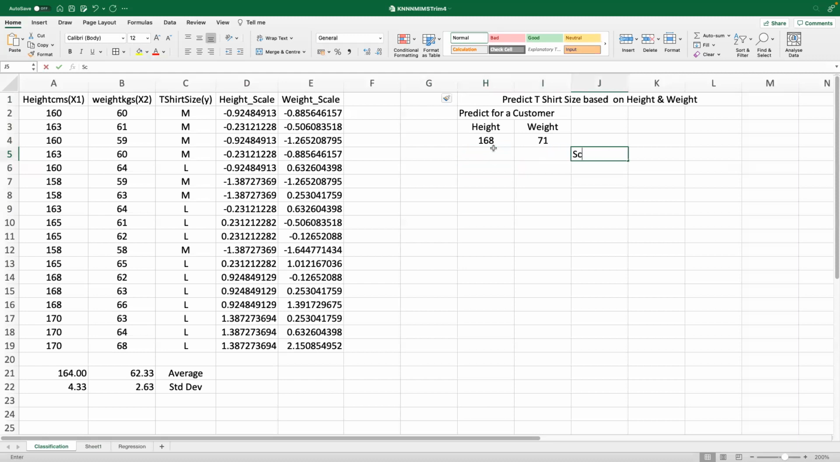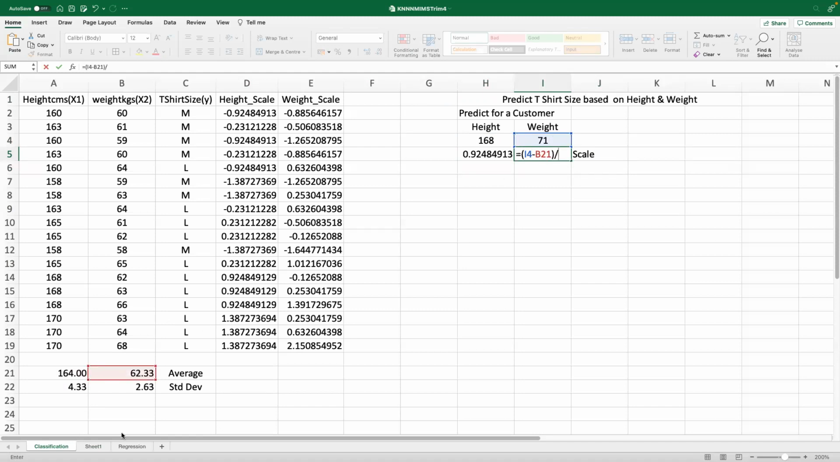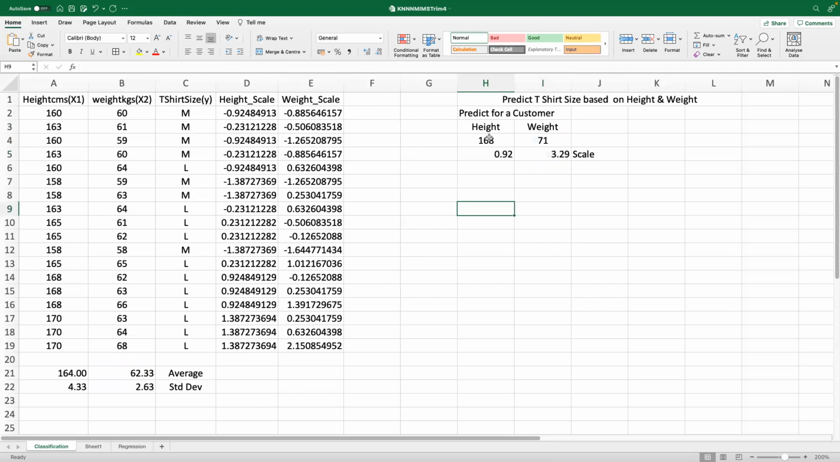Now these observations also have to be scaled. Is equal to open bracket x minus mean divided by standard deviation. For this also, is equal to open bracket x minus mean divided by standard deviation. So what is the t-shirt recommended for the person whose height is 168 centimeters and whose weight is 71 kgs?